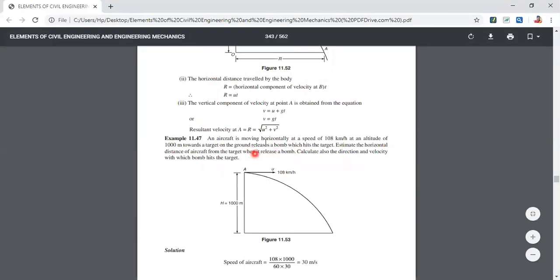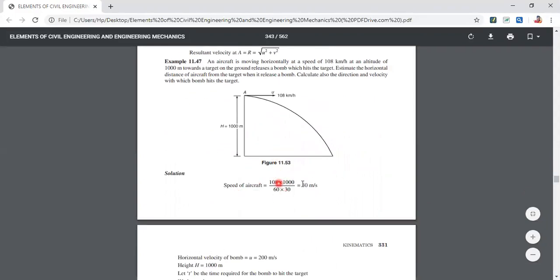An aircraft is moving horizontally at a speed of 108 kilometers per hour. I have to convert this into meters per second. At an altitude of 1000 meters, that is the height, towards a target on the ground, it releases a bomb which hits the target. Estimate the horizontal distance r of the aircraft from the target when it releases the bomb. Calculate also the direction and the velocity with which the bomb hits. So first I will convert this.